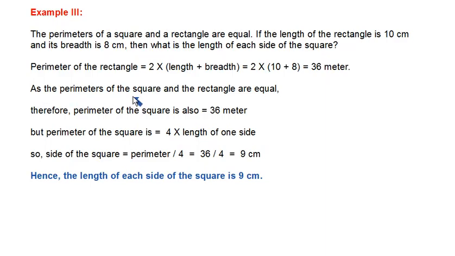Now we know the perimeters of the square and the rectangle are equal. Therefore the perimeter of the square is also 36 cm, that is the perimeter of the rectangle. But the perimeter of the square, we know, is 4 multiplied by the length of one side. So we can write that the side of the square is equal to perimeter divided by 4, that is 36 divided by 4, that means 9 cm. Hence the length of each side of the square is 9 cm.